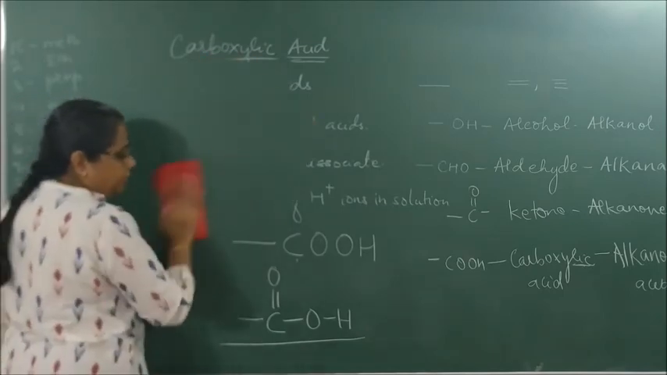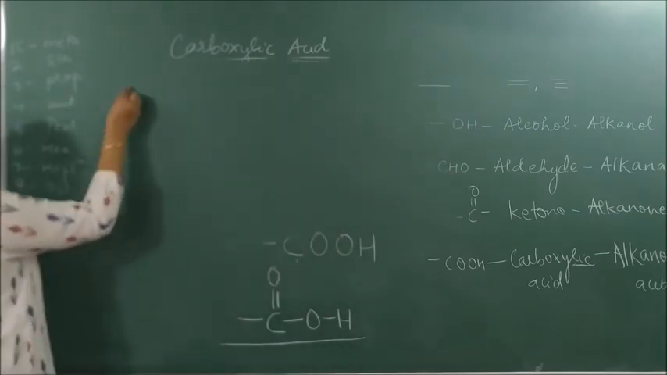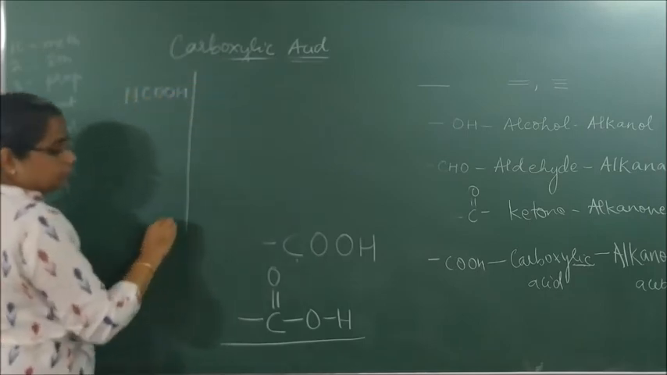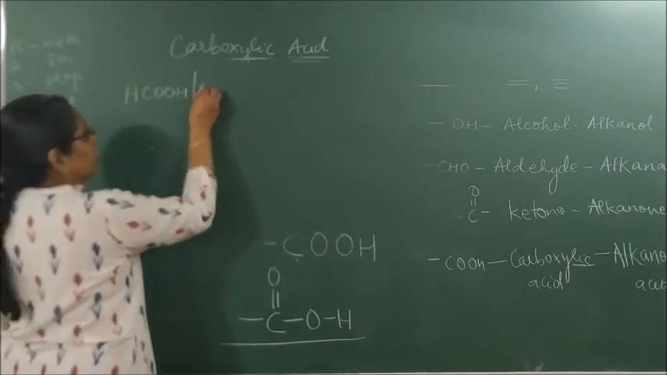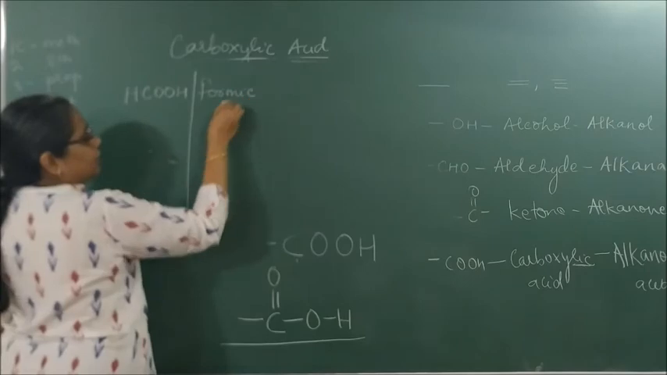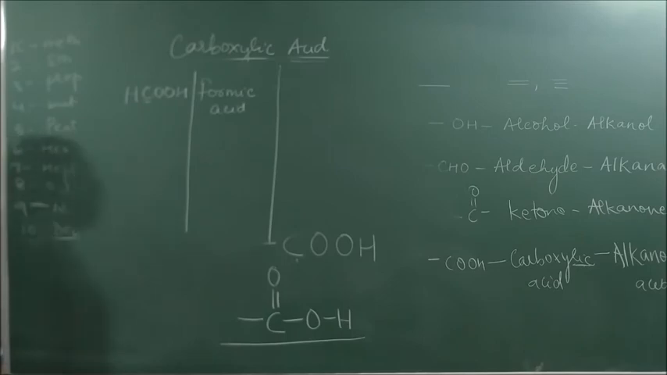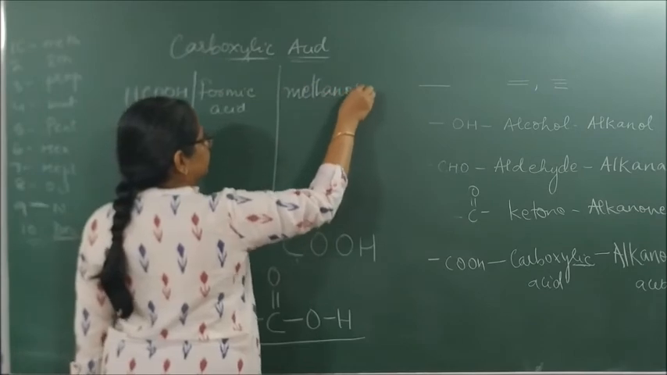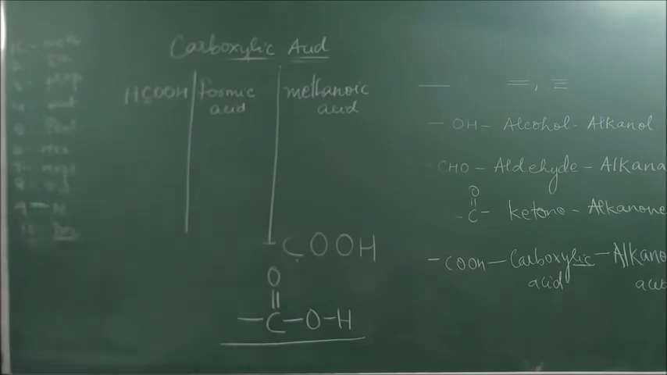Now how to name them? Let us talk about the acid which is called HCOOH. What is it called? The acid which is obtained from red ants. Formic acid. Good. How many carbon atoms does it have? One. So it is called methanoic acid.